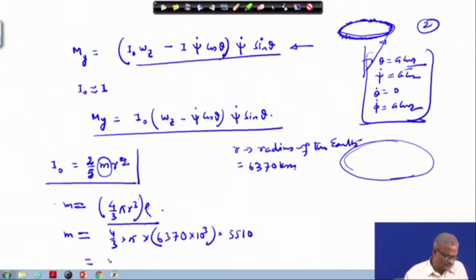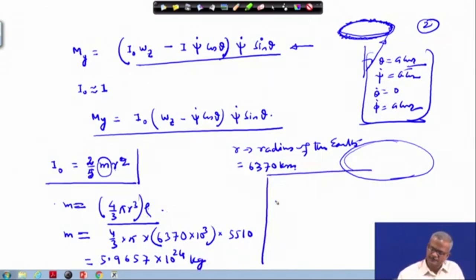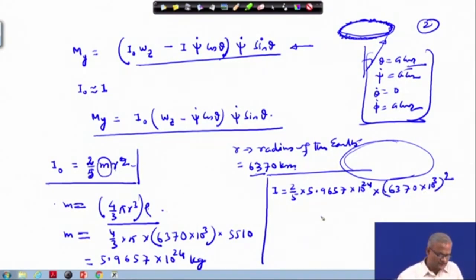So, this quantity turns out to be 5.9657 into 10 to the power 24 kg. So, this is the mass of the earth. Then we compute this quantity I, this will be 2 by 5 times mass, 5.9657 into 10 to the power 24, and then R. R is 6370 into 10 to the power 3 meter. So, we square it and this gives you 96.827 into 10 to the power 36 kg meter square. So, this is your I 0.